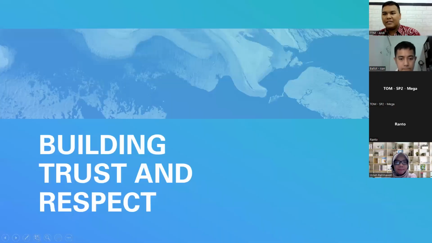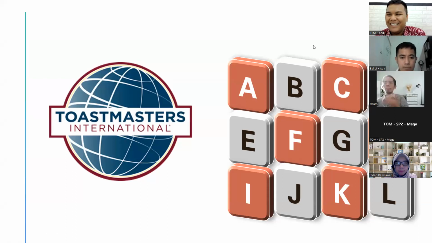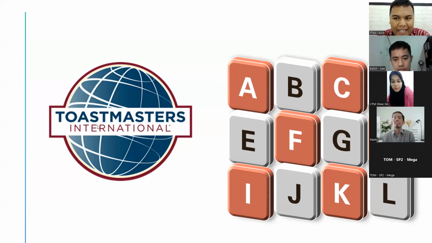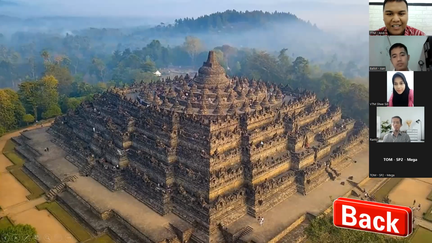So our theme is building trust and respect, and for that I have 12 choices for you, from A to L. Which one do you choose? I will choose E. Okay, E. Let's see what the picture is. E. This is it.